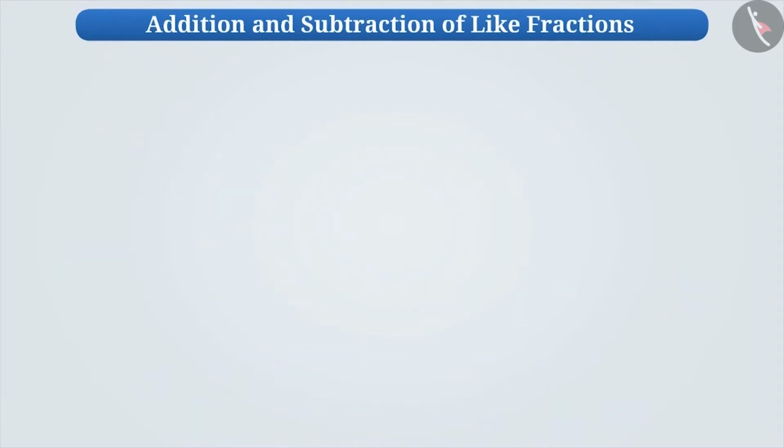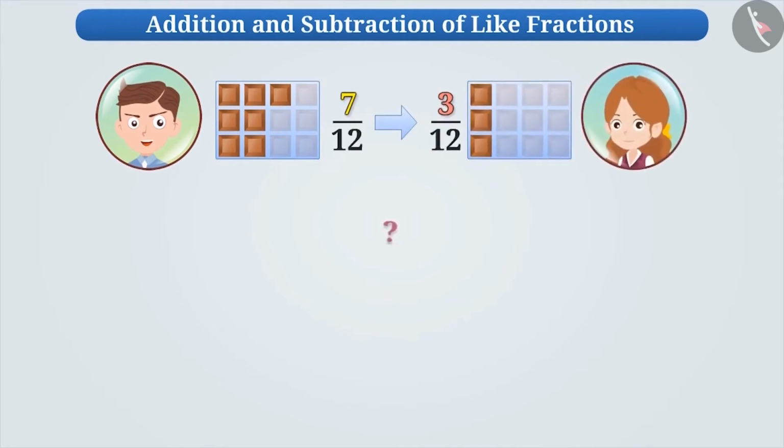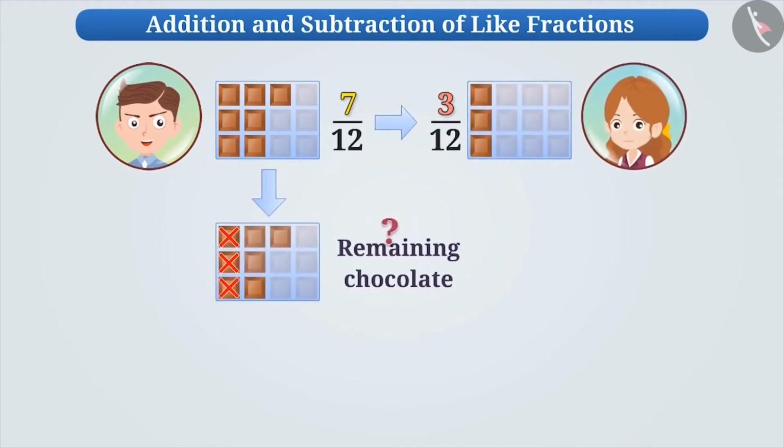Now let us suppose you have 7 by 12 parts of a chocolate. If you give 3 by 12 parts of it to your sister, then what part is left with you? In order to find that, we have to subtract 3 by 12 from 7 by 12.